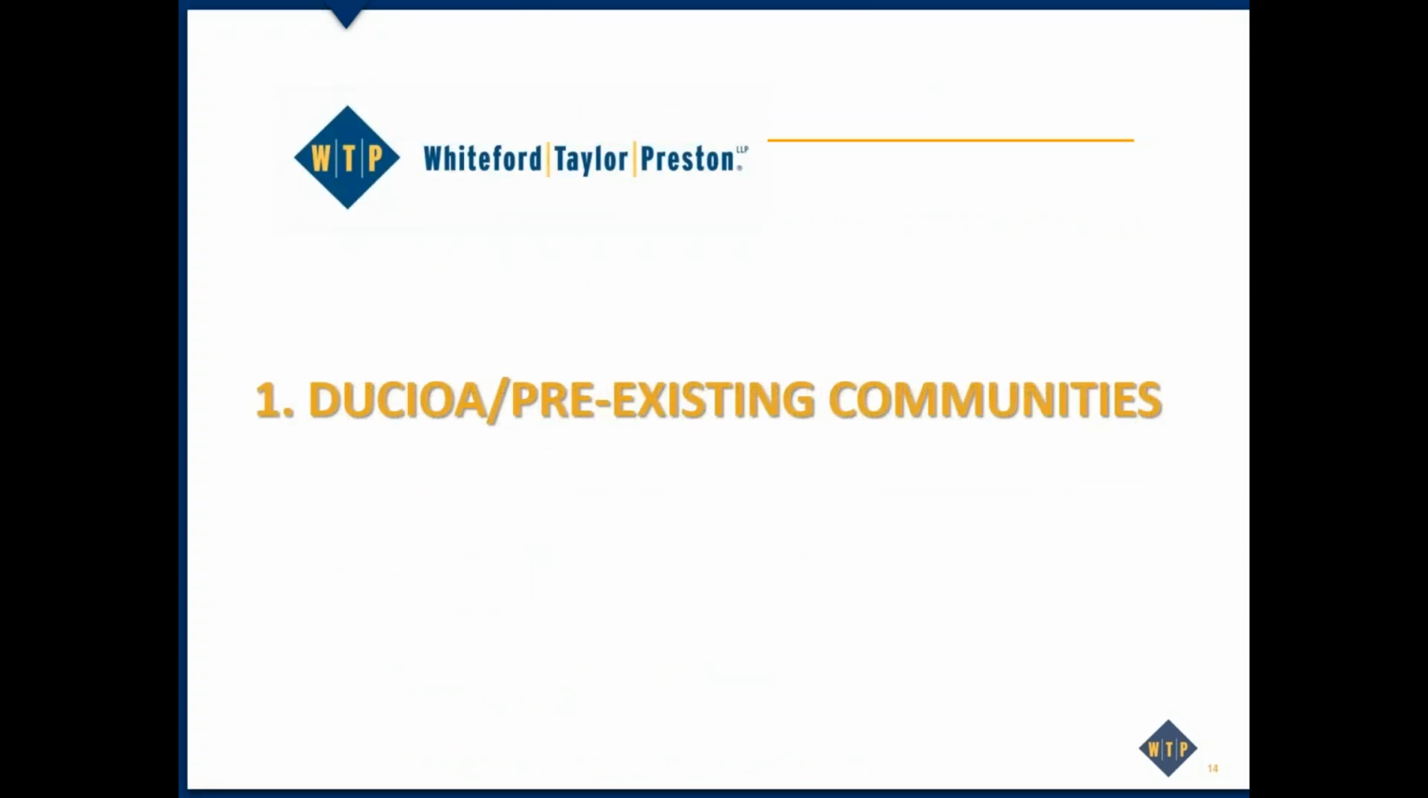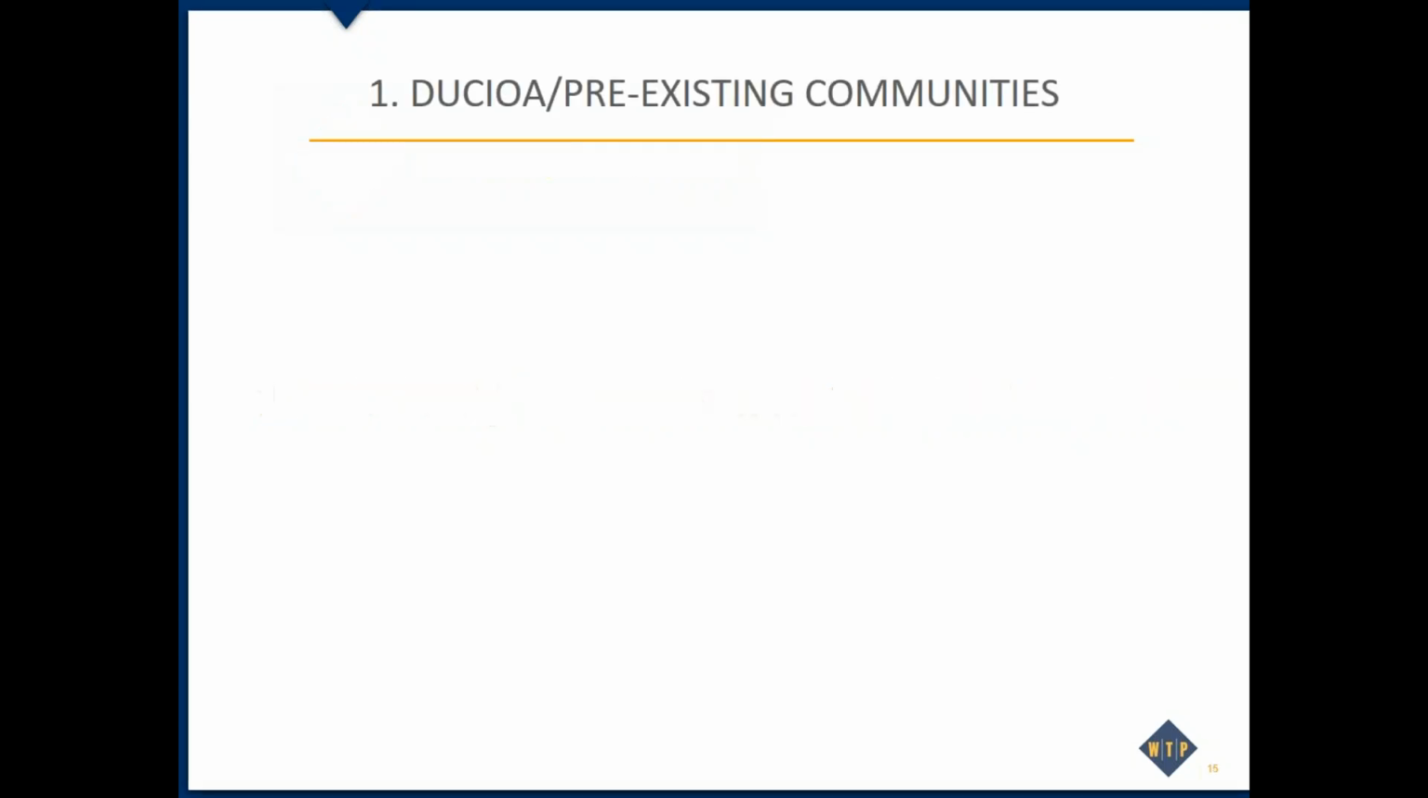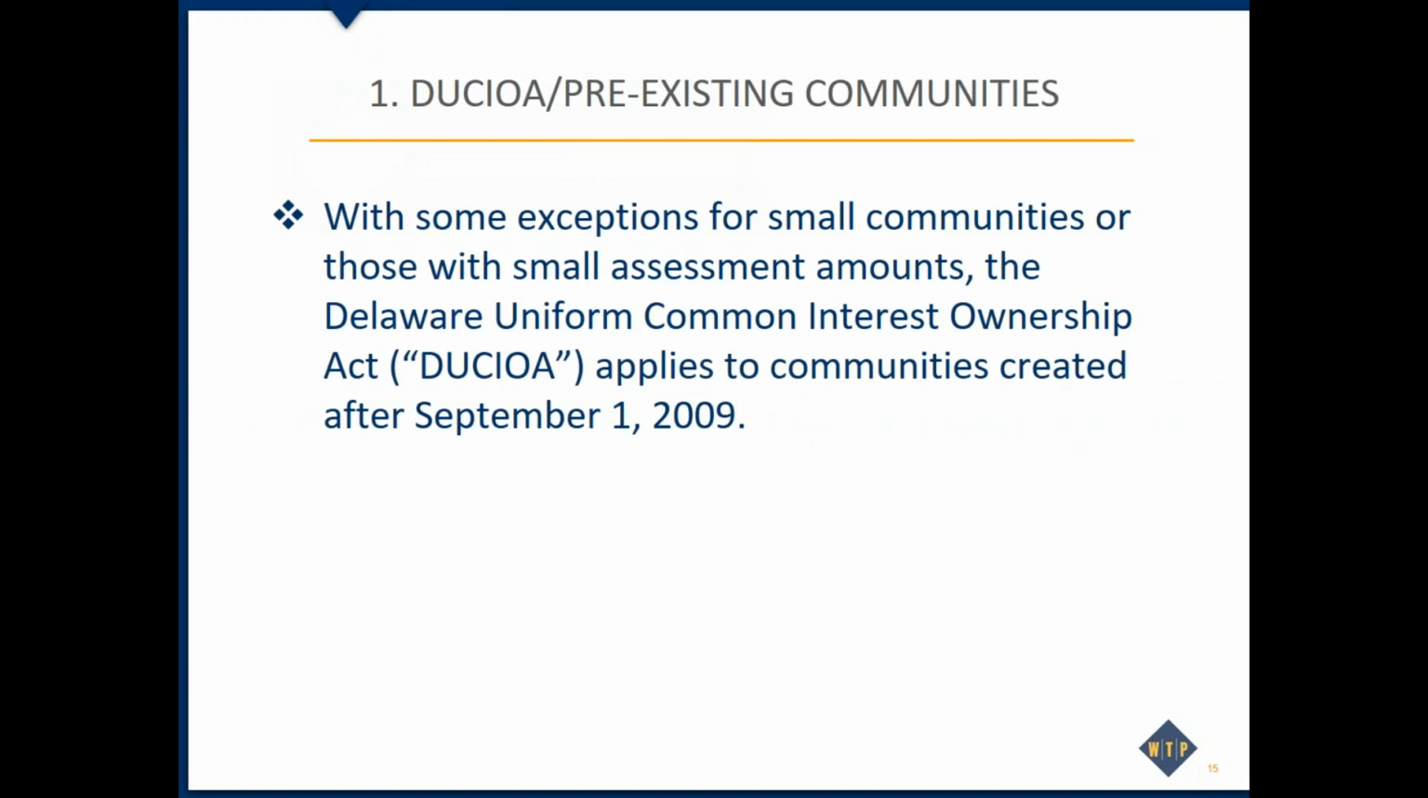So that brings us really to topic number 1 for today, which is DUCIOA, pre-existing communities. How do I know what applies? How do I know what doesn't? And this is probably one of the most common questions I get, which is, does that section apply to me? Does it not apply to me? Do I have to follow? What if my documents say something different?